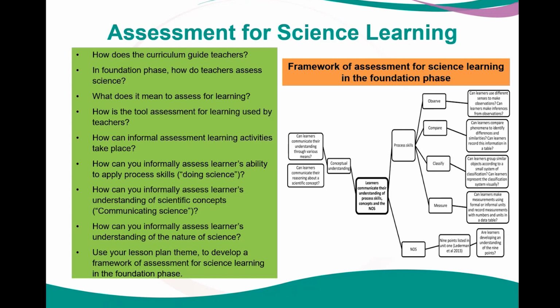This is all part of conceptual understanding, and learners communicate their understanding of process, skills, and concepts and the nature of science, through observing. You use process skills such as observing. Can the learners use different senses to make these observations? Comparing, can learners compare the phenomena to identify differences and similarities? And are they able to classify? Can they group similar objects together? And measuring, can learners make measurements using formal or informal units, whether it be a data table as well? The nature of science, are learners developing that understanding of the 9 points?